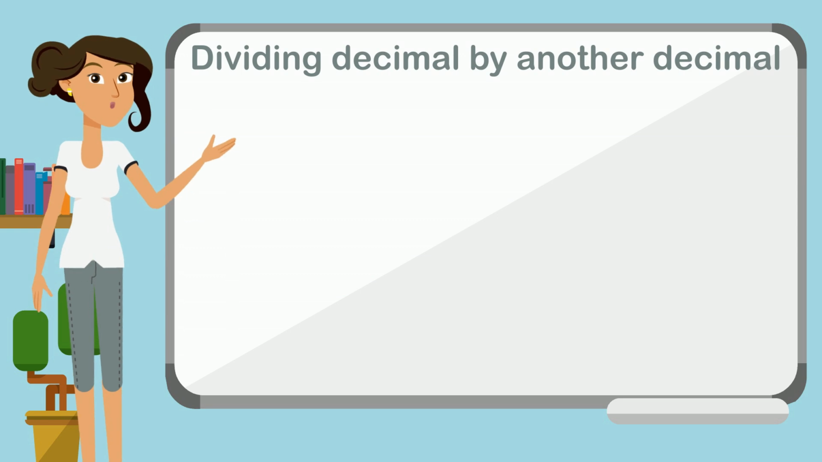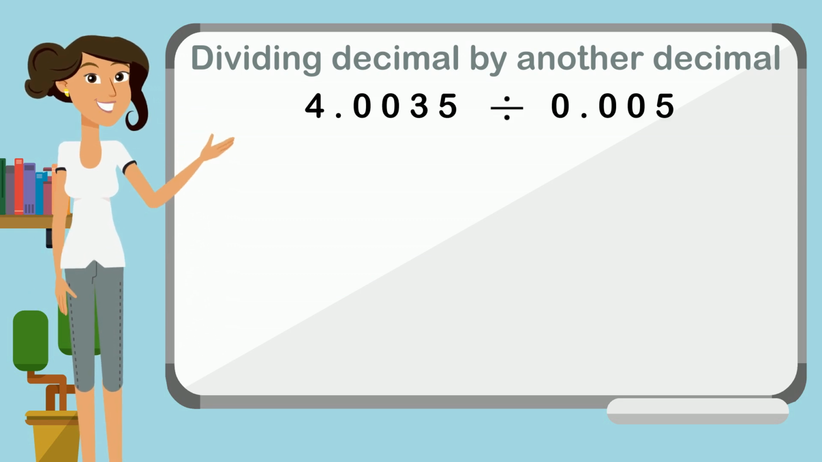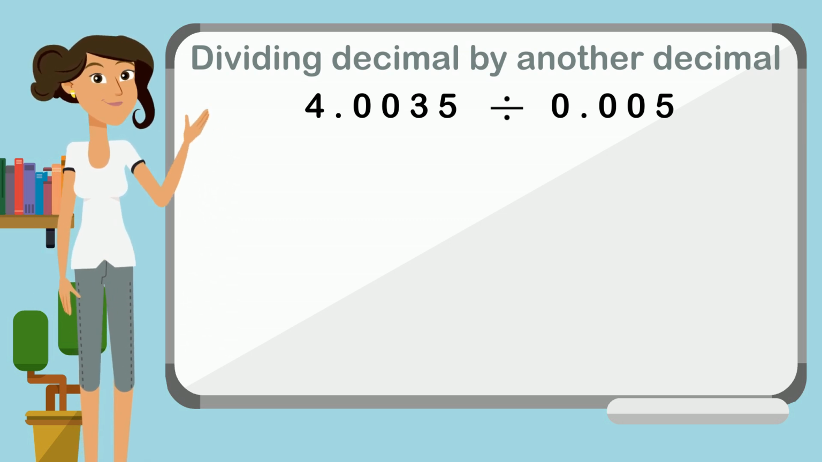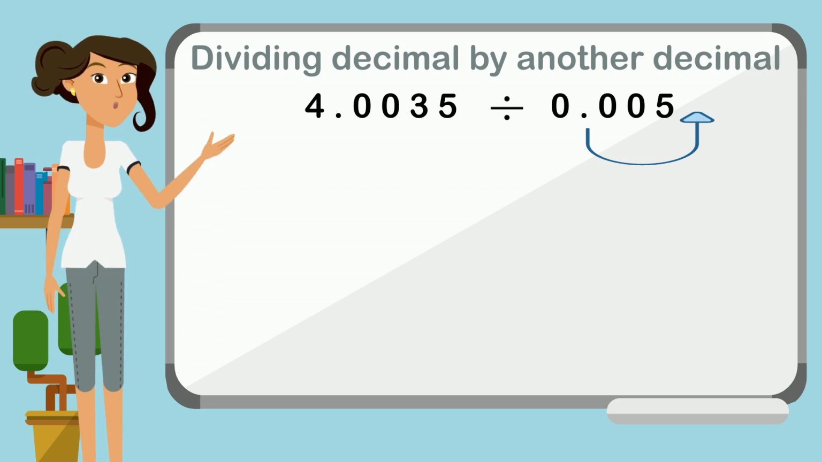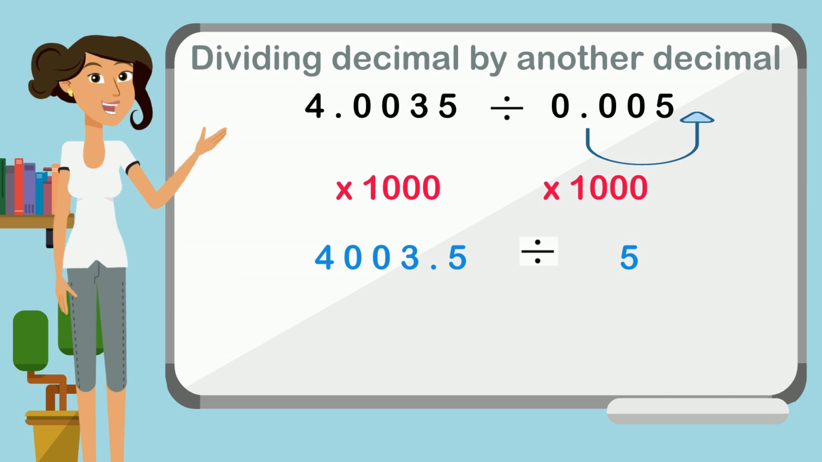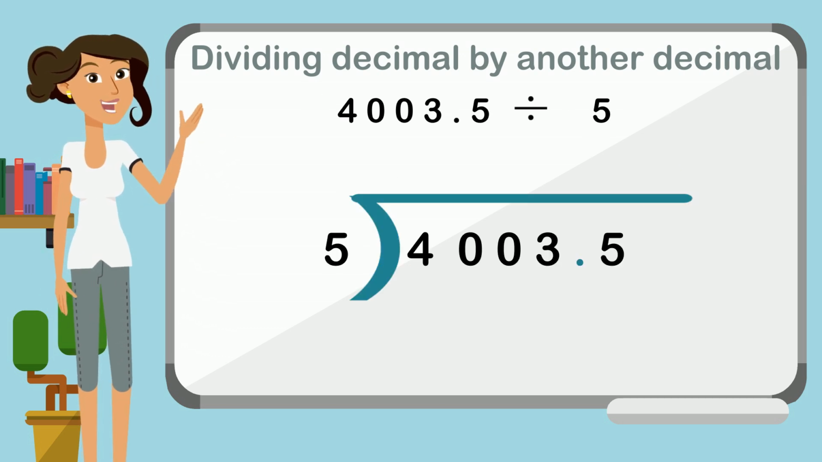Let's try another example. 4.0035 divided by 0.005. Wow, so many zeros. To remove the decimal point of this divisor, we need to move it 3 steps to the right, so we multiply by 1000. Here's the outcome of the multiplication. And this is our new question after changing the divisor to a whole number.